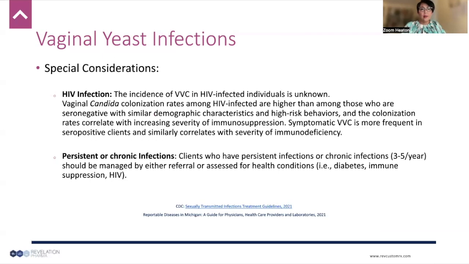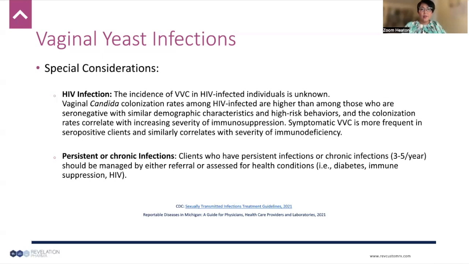The incidence of vaginal yeast infections in HIV-infected individuals is unknown, and vaginal Candida colonization rates among HIV-infected individuals are higher than among those who are seronegative with similar demographic characteristics and high-risk behaviors. And the colonization rates correlate with increasing severity of immunosuppression. And symptomatic vaginal yeast is more frequent in seropositive clients and similarly correlates with severity of immunodeficiency.